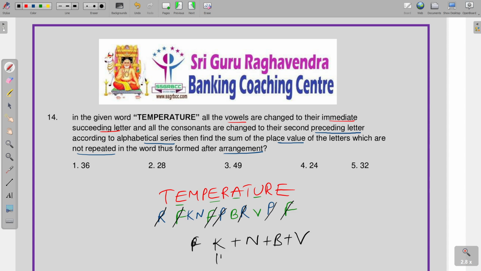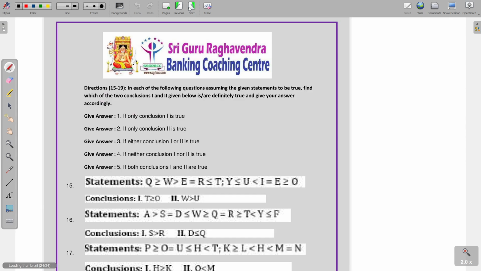So K value is 11, N is 14, B is 2, and V is 22. Okay, so what is the sum of these four? 11 plus 14 plus 2 plus 22, that is 49. Option 3 is the answer. Let us move on to the next ones.